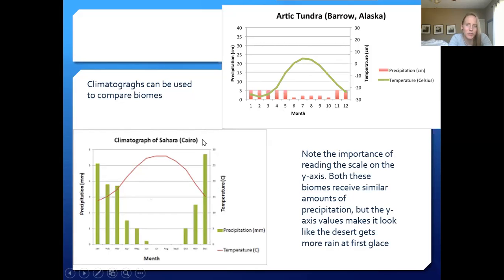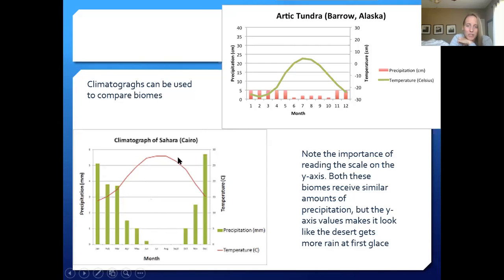Compare that to the Sahara, which would be a desert biome. The precipitation here, again, it might look a lot higher than our tundra one, but this precipitation is measured in centimeters and this one is in millimeters. We're still only getting 1, 2, 3, 4, like less than 6 centimeters at the rainiest part of the year and no rain in some parts of the year. So it's still very, very low precipitation.